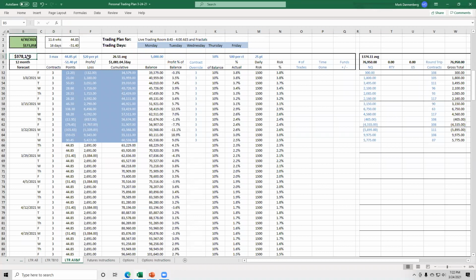as of right now, the 12-month forecast is $378,120. I think that forecast might come down. I think we need to get a little bit more experience in our run rates, but that's okay. It's an initial starting point, and every day we're going to update our actual performance.